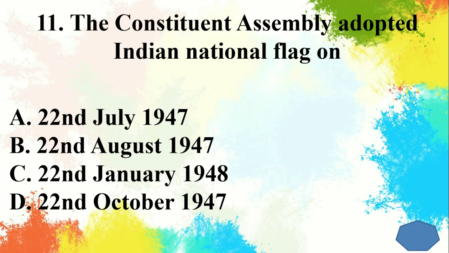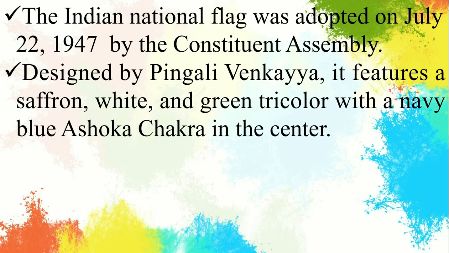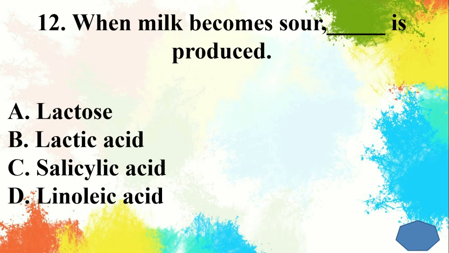Question 11. The Constituent Assembly adopted the Indian national flag on. Answer: 22nd July 1947. The Indian national flag was adopted on 22 July 1947 by the Constituent Assembly. Designed by Pingali Venkaiah, it features a saffron, white, and green tricolor with a navy blue Ashoka Chakra in the center.